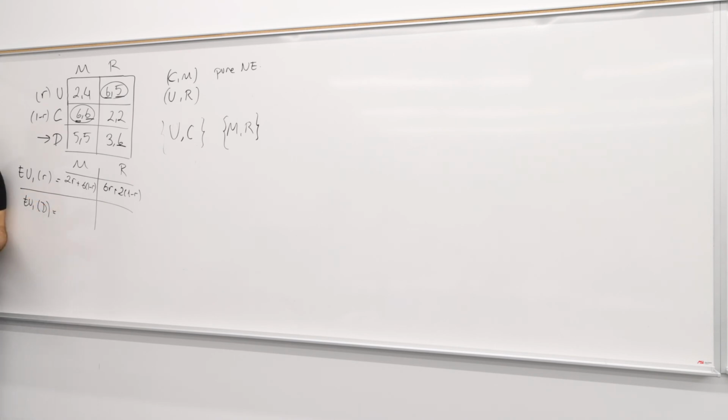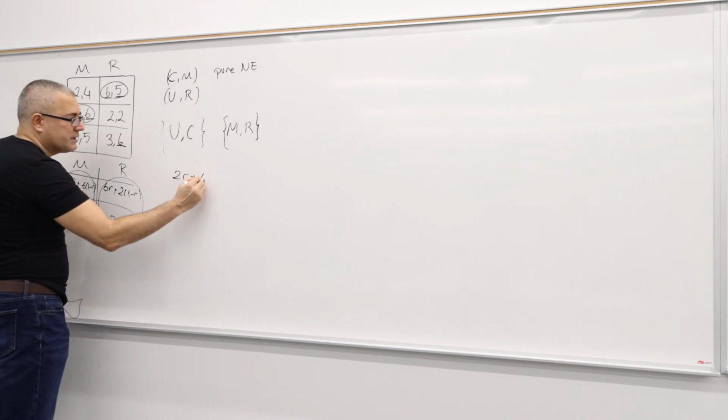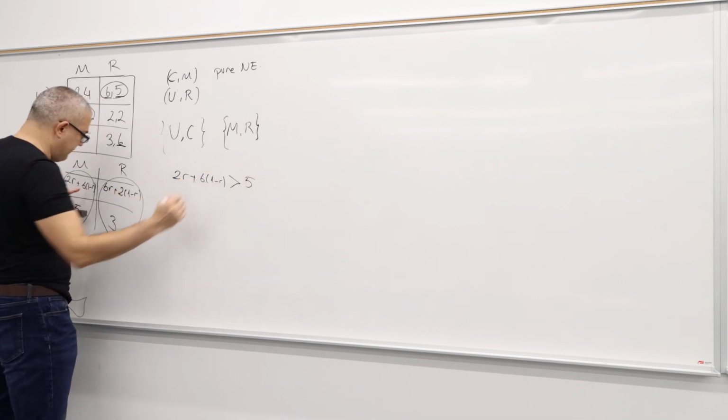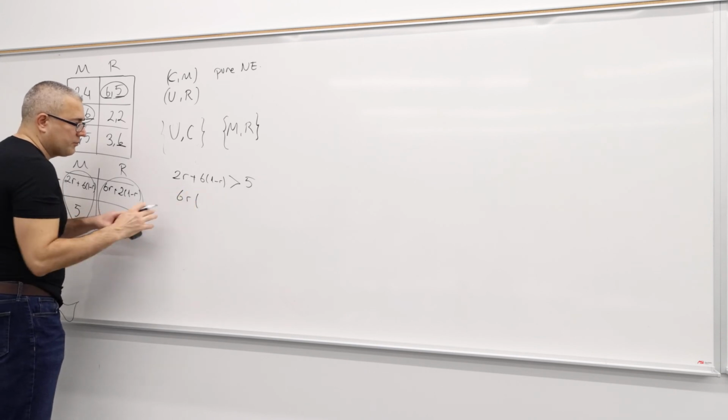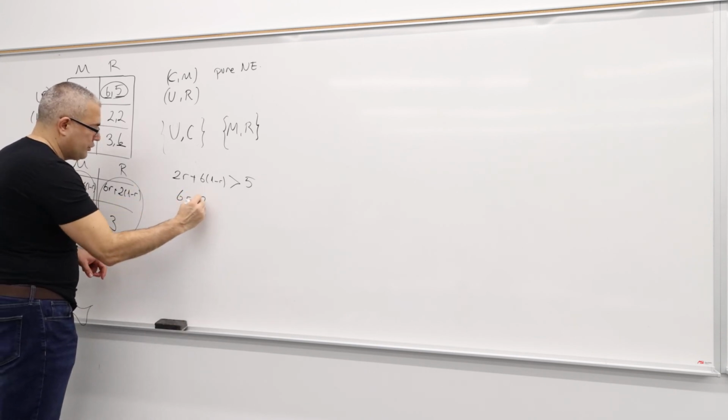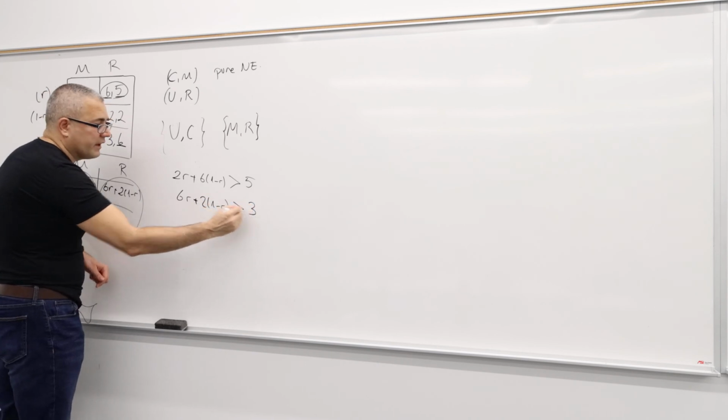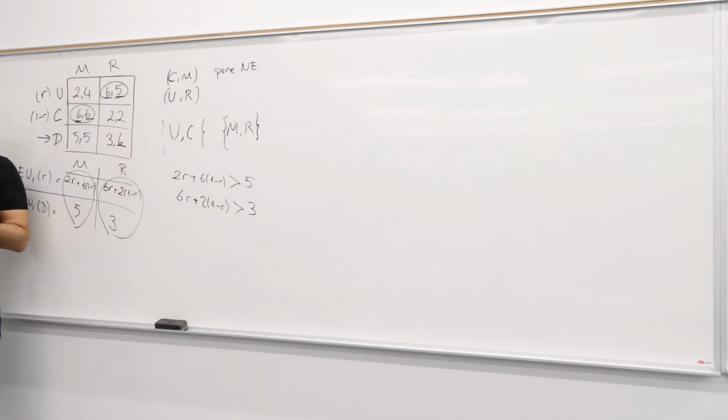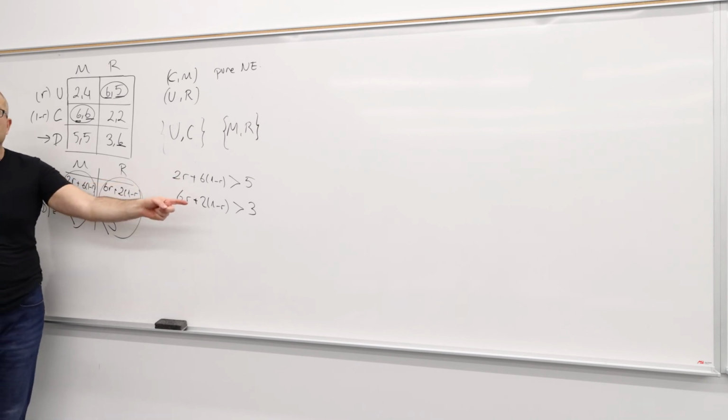Well, there's no expectation here, right? Because D is a pure strategy. So if the second guy plays M, he's going to get 5. If he plays R, he's going to get 3. So all I have to do is compare these two numbers and also compare these two numbers, and see whether there exists an R so that 2R plus 6(1 minus R) is greater than 5, and also 6R plus 2(1 minus R) is greater than 3, strictly.